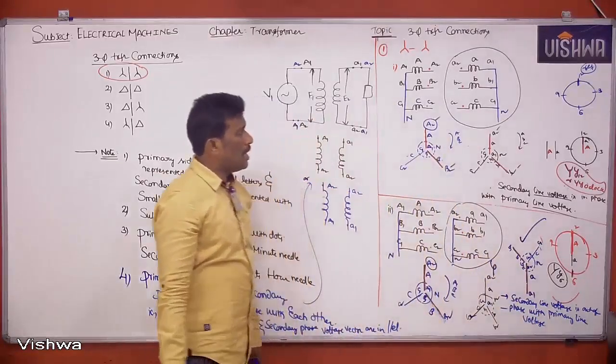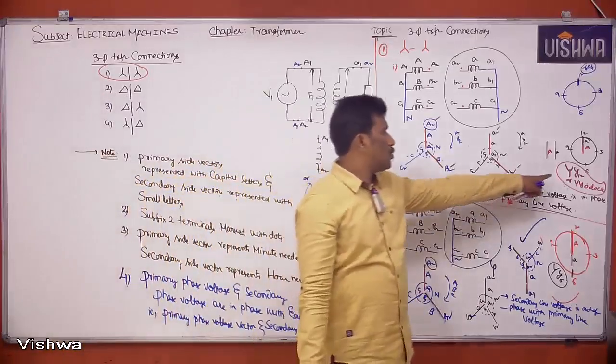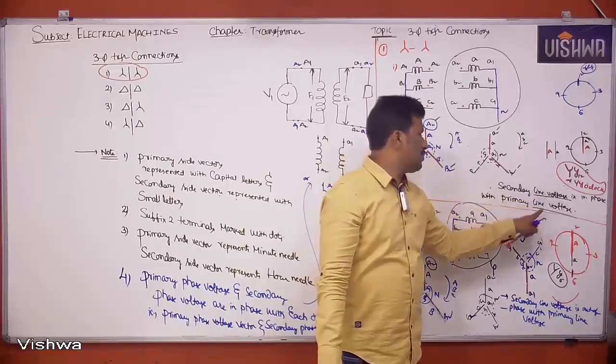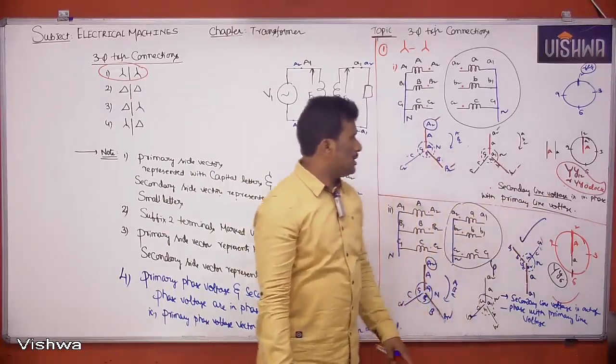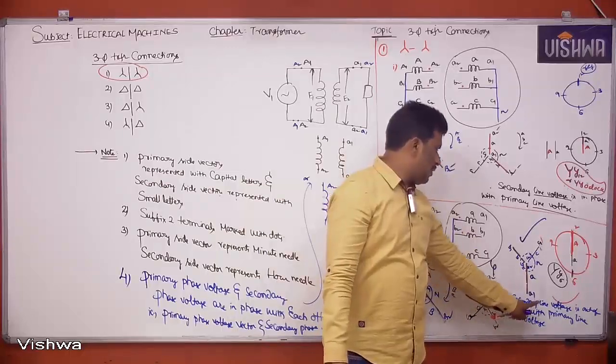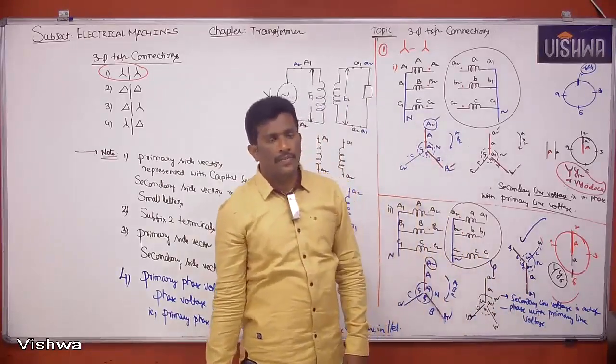In star we got two connections. Number one, Y 12 or Y 0 o'clock, where secondary line voltage is in phase with the primary line voltage, and second connection Y 6 o'clock, where secondary line voltage is out of phase with the primary line voltage. Okay, note this down.